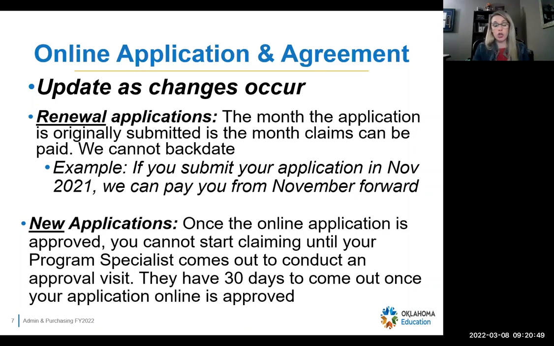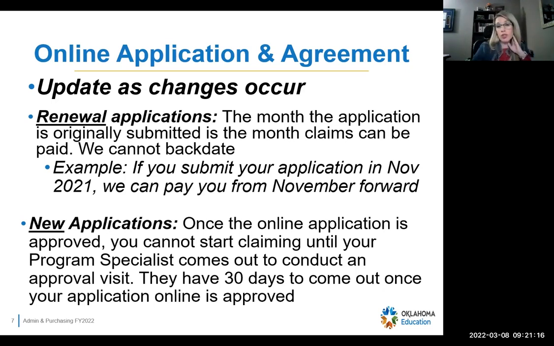Again, with your application and agreement, make sure you go out there and update as changes occur. It's very, very important that you do that, especially with the budget. This is what we go by when we come out. Let's say, for example, that you have your times set during the school year, but you change your times whenever school is out and you have a lot of school-age kids. If you do that, you need to update your application and agreement. This is what we go by.